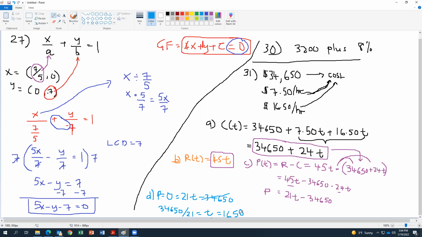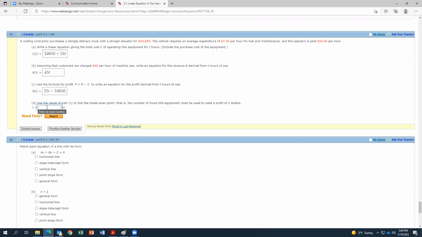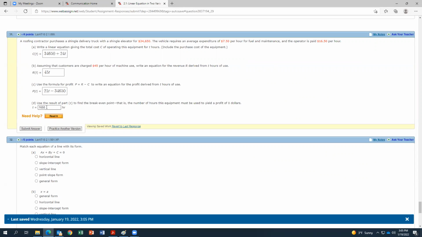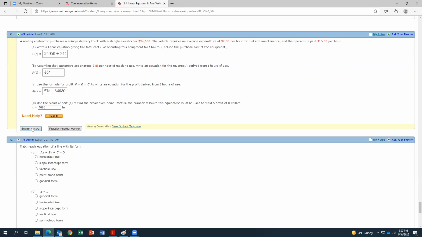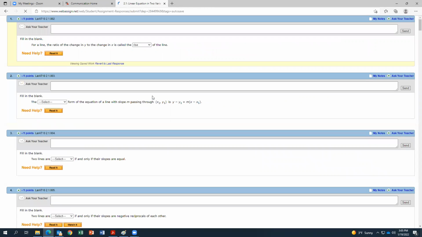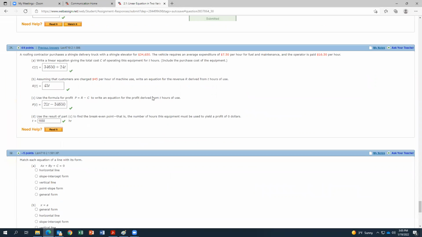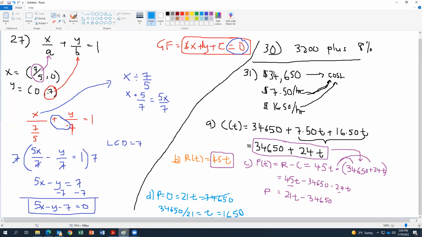That means that if someone rented this machine for 1,650 hours, you won't gain any money or lose any money because that's a break-even point. But if you ran it above these hours, you will have a profit. But if you go below these hours, you will have a loss. Okay, so this is how we do question number 31 here. Anyone have any questions for me?